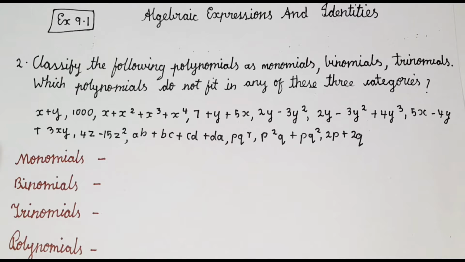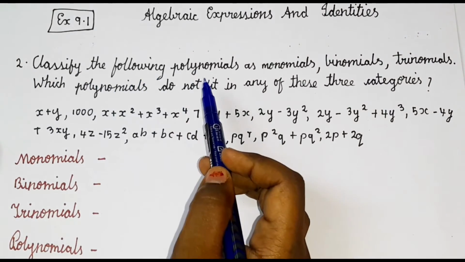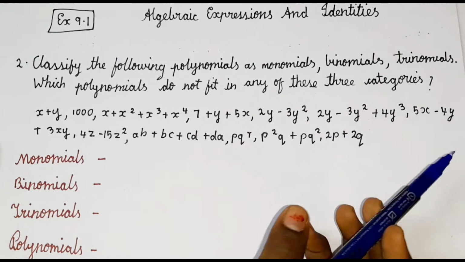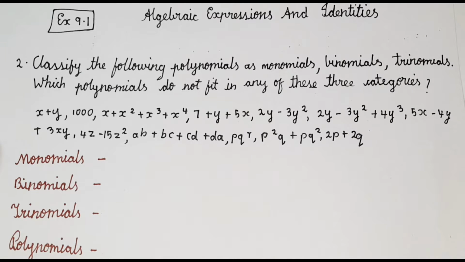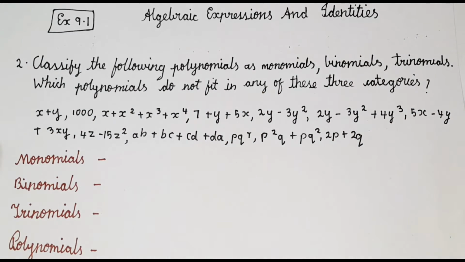So guys, let's read the question. Classify the following polynomials as monomials, binomials, trinomials. Which polynomials do not fit in any of these three categories? So in this question, we should separate all these terms into monomial, binomial, trinomial and polynomial.